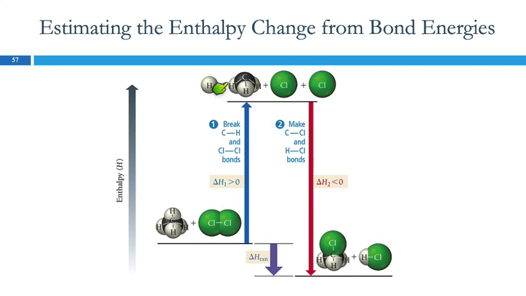Now we have the pieces that we can put back together. And we're going to put chlorine with hydrogen. So we're going to make a hydrogen-chlorine single bond, and the other chlorine is going to bond to this carbon, and so we're going to make a chlorine-carbon bond. And we take those bond energies, flip them around, make them negative, and we add all these up, and we get delta H for the reaction. Any questions?